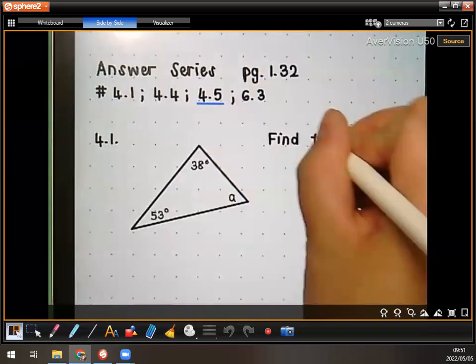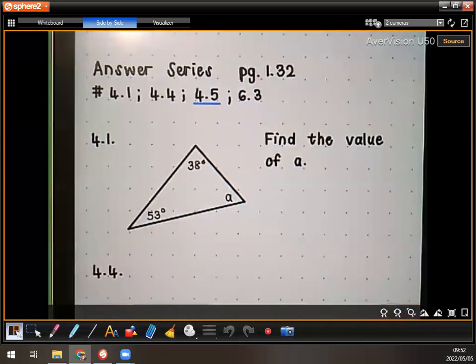Okay, so it's not a lot. I'm gonna write them down quickly. I'm gonna actually draw the triangles for you. So 4.1. Okay, they want you to find the value of A in 4.1.